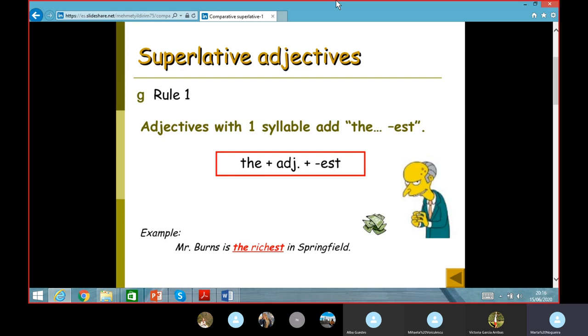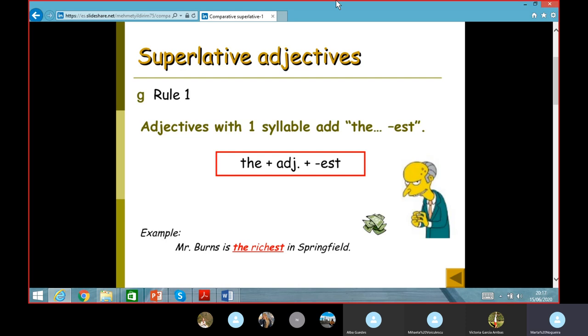Aquí sí ya meto el EST, pero es un superlativo y tengo que poner the. Okay, Mr. Burns is the richest in Springfield. Mr. Burns es el más rico de Springfield. ¿Veis? Estoy diciendo que él es el más rico de un grupo o de una ciudad, de algo, ¿vale?